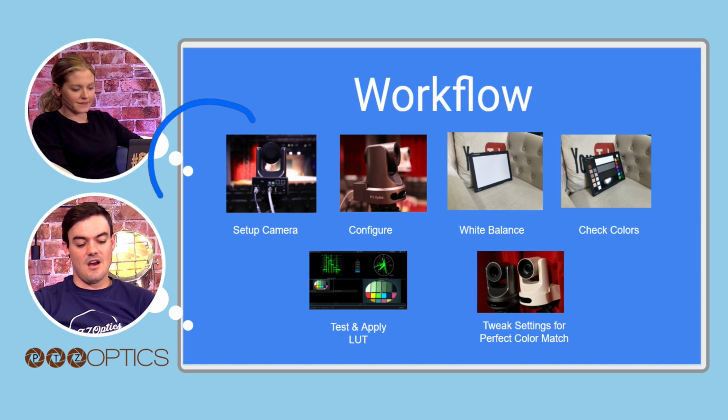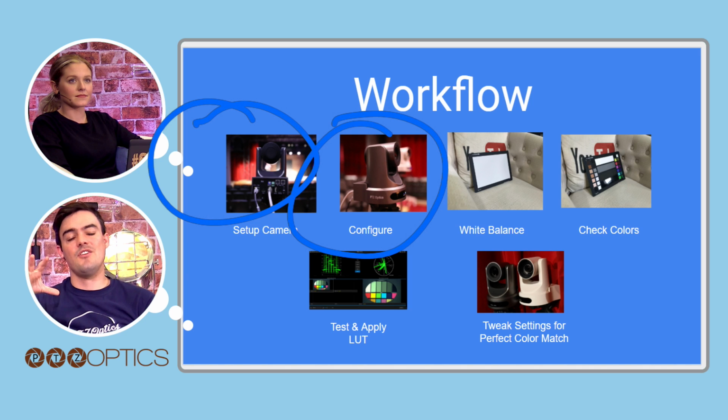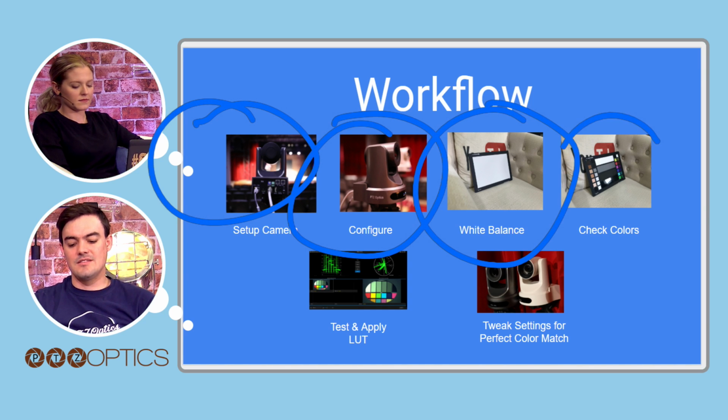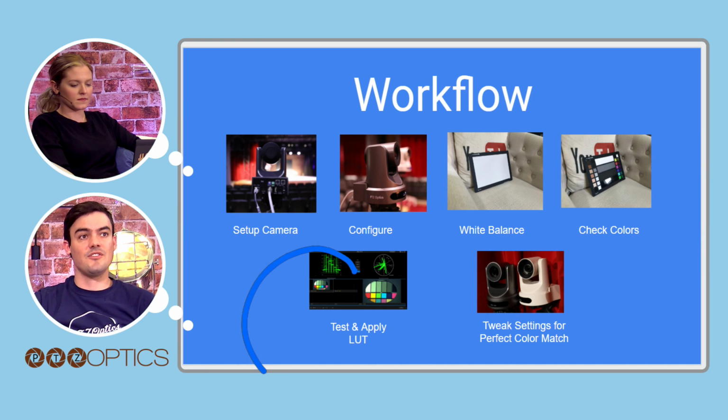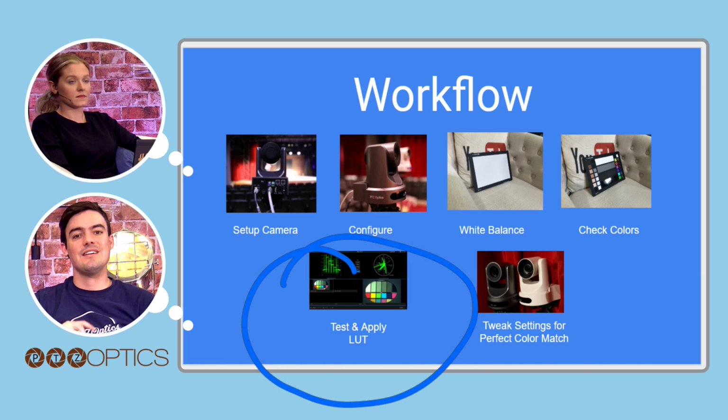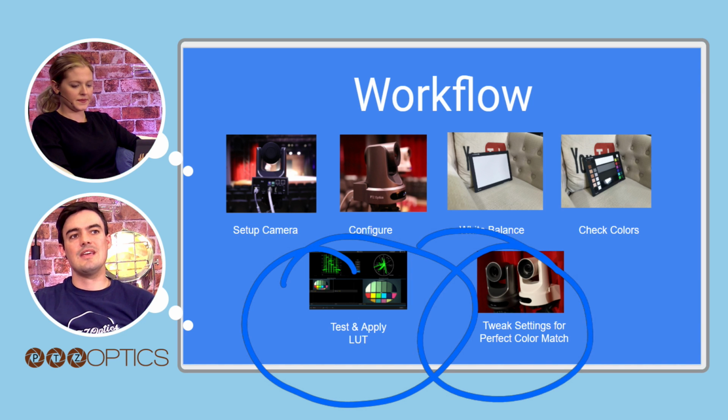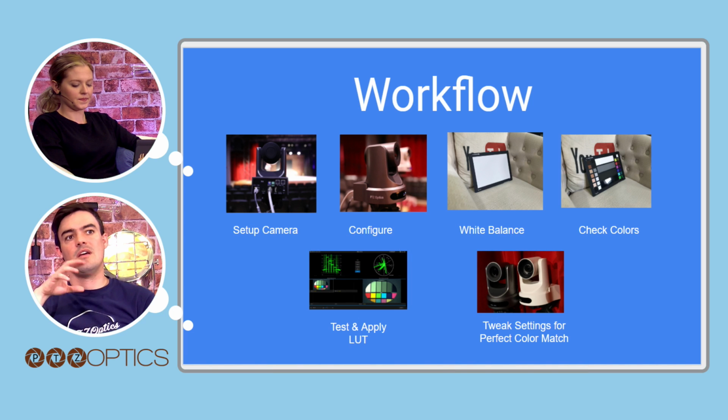Now our workflow starts with the setup. We set up the cameras, then we configure them, and that is what our last presentation was all about: configuring the white balance, the color checkers, getting that exposure perfect. Where we're going to pick up with this presentation is applying the LUT, the lookup table, the preset color correction, and then tweaking the settings for a perfect camera. Obviously the tools, the waveform monitors and vectorscopes, are really important, but you can use your own eye.